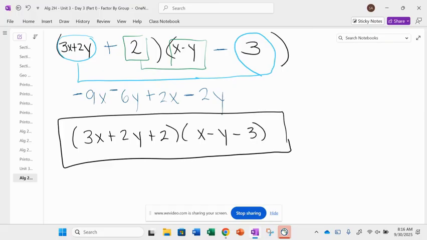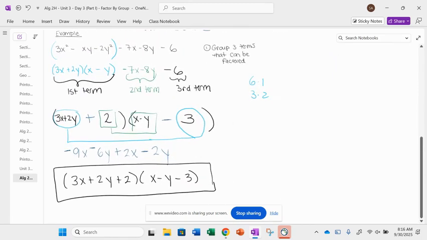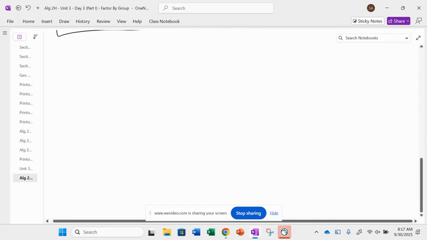All right, the last type of grouping is 5 terms. Anybody still copying this? Okay, 5 terms.